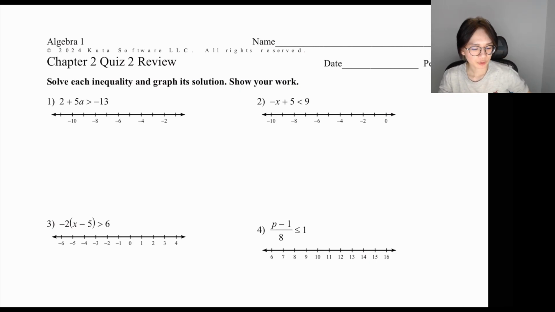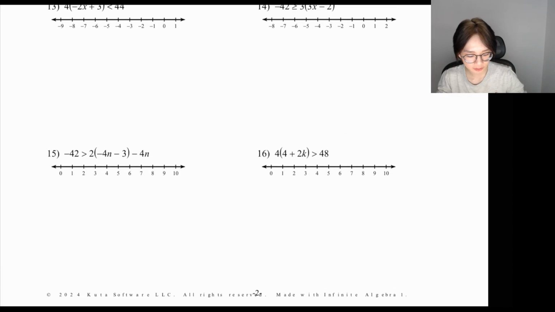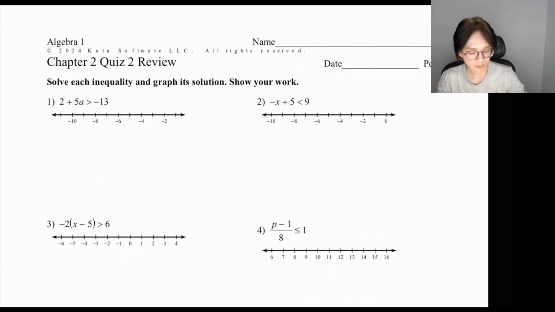Alright, Chapter 2 Quiz 2 Review. This entire quiz is basically just multi-step inequalities. So I'm just going to walk through them, talking out loud, how I solve these, just step by step. Not really much of a lesson.